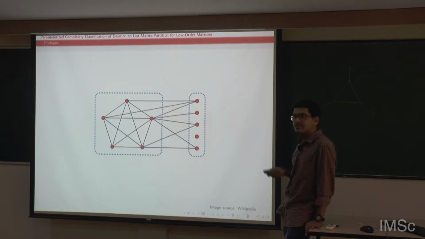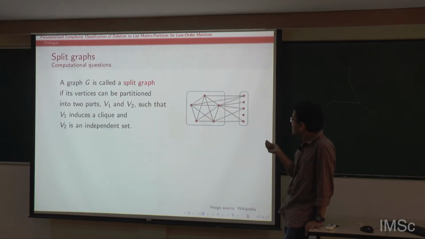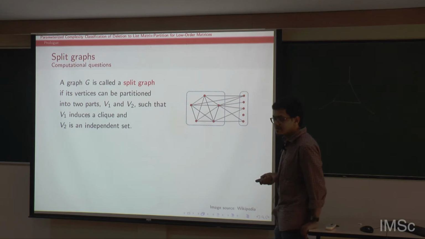And so let's start with something all of you must be familiar with, and all of you must recognize this graph. What kind of a graph is this, right? Yeah, it's a split graph. And what's a split graph? We can partition its vertices into two parts so that one part induces a clique and the other part is an independent set.